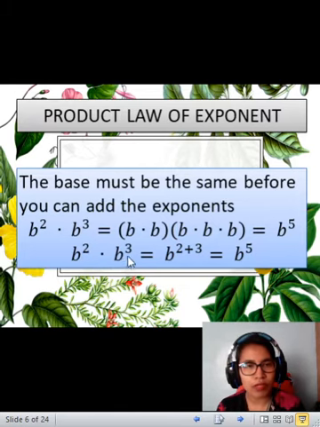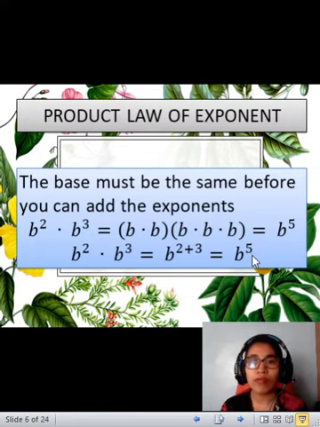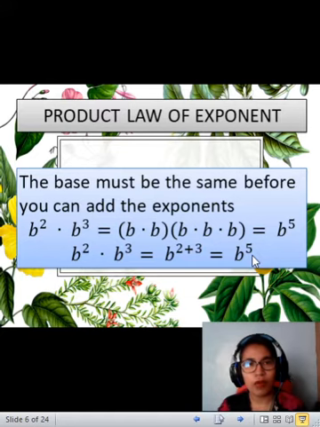B squared times b cubed is equal to b. Then you put the exponent 2 plus 3. You just combine that 2 plus 3. Then you can have the same answer as b raised to 5, or b to the 5th power. So that is our product law of exponent.